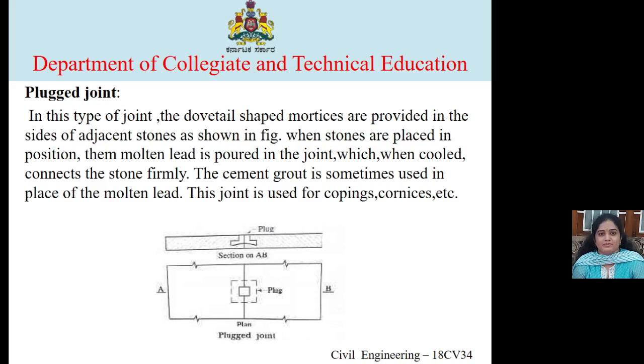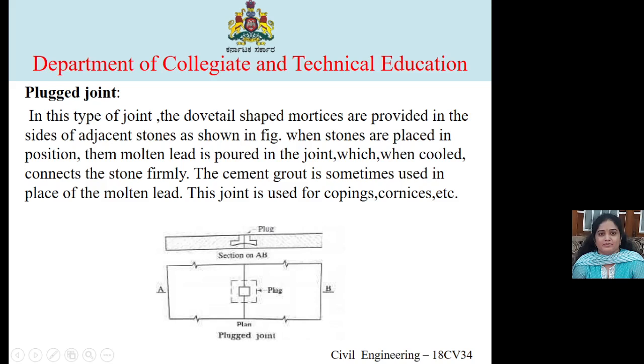So this is called a plug. This is called a cramp. When you take the section at AB, it looks like that. This portion is called the plug, and this is called the dovetail. In this type, the dovetail shaped mortises are provided in the sides of the adjacent stones. You can see it like this.